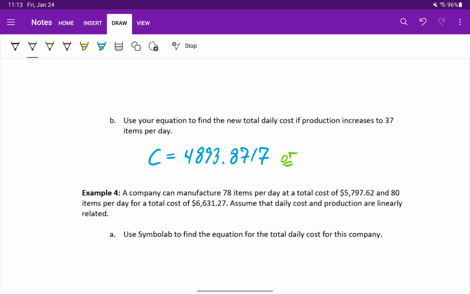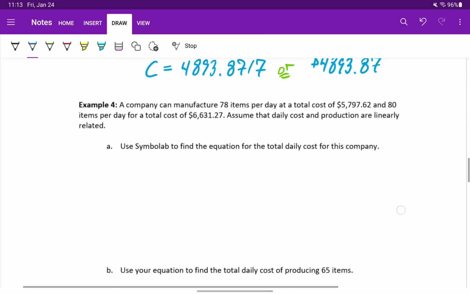Or the way we'd want to input this as an answer for our homework would be to convert this to $4,893.87. Since C represents total cost, that number reflects money. Money always has two decimal places, so we would inherently know to round that answer to 2 decimal places.